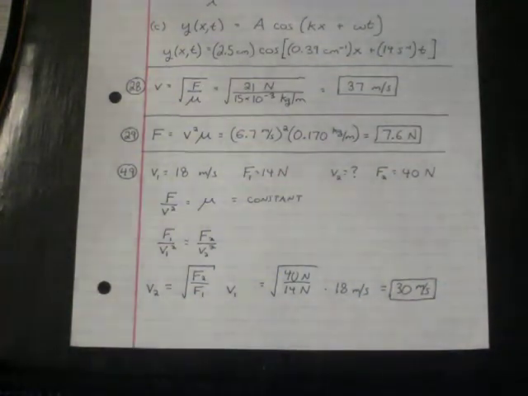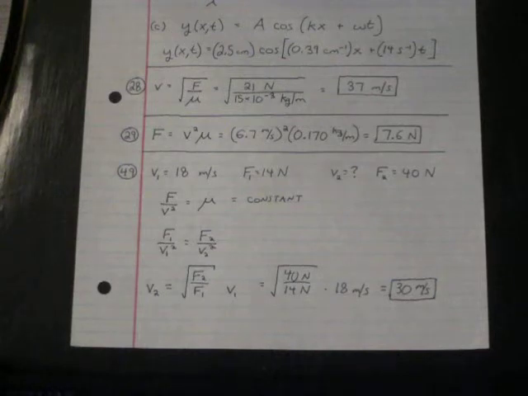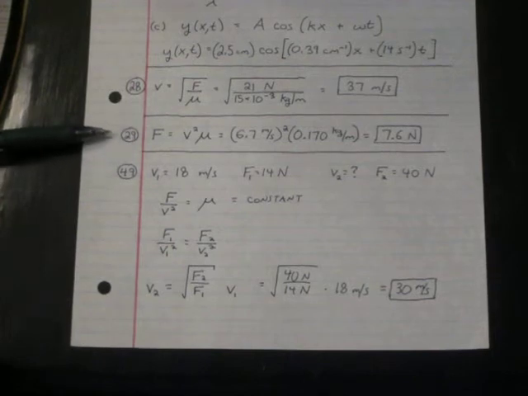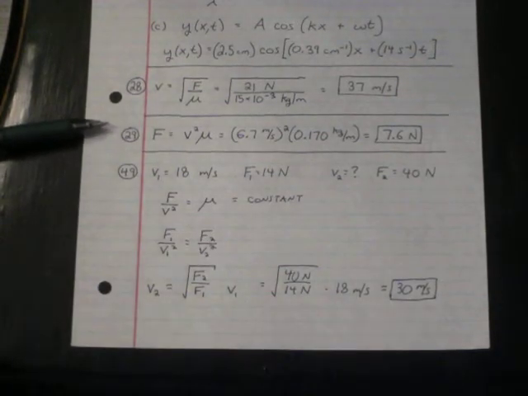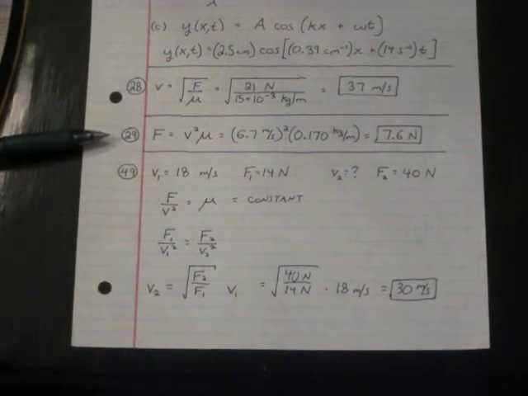Number 29 uses similar concepts. There's the amplitude, the wavelength, the speed, and mass per unit length. Find the tension, and so it's going to be the same as if it were a string. It's the string tension. So force is v squared times mu. Notice that much of the information that's given here is irrelevant. All we need is v squared, 6.7 meters per second squared, times 0.17 kilograms per meter. We get 7.6 newtons.